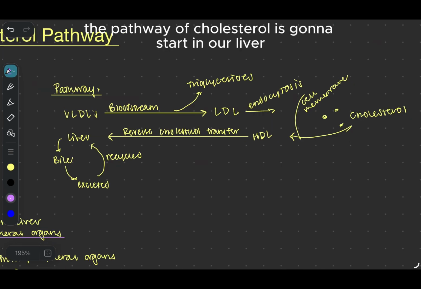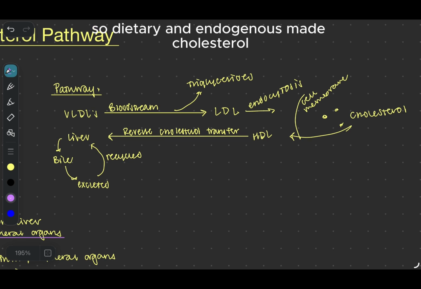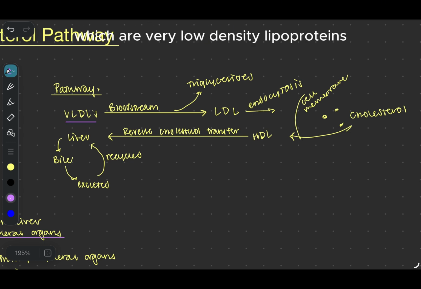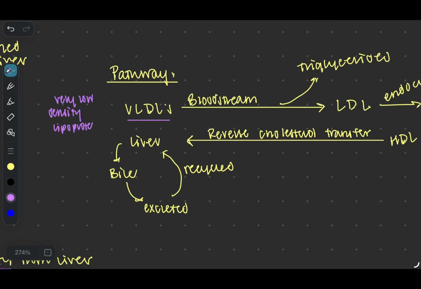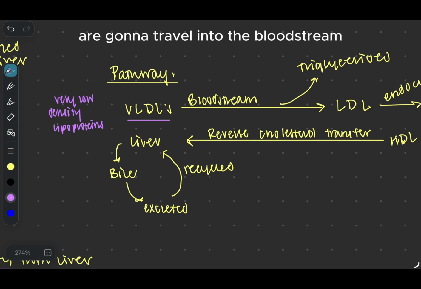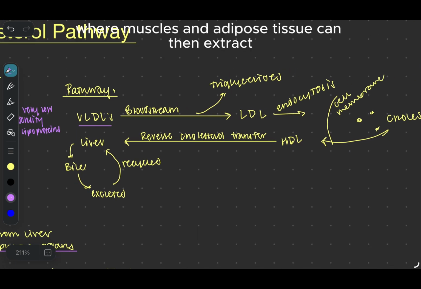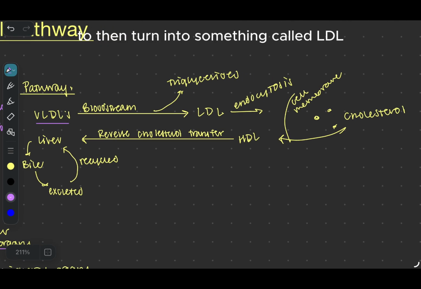So the pathway of cholesterol is going to start in our liver and then it will end up in the peripheral organs, which we'll go through. Dietary and endogenously made cholesterol plus triglycerides are going to be packaged into something called VLDLs, which are very low density lipoproteins. These VLDLs travel into the bloodstream to organs where muscle and adipose tissue can extract triglycerides from VLDL to turn it into LDL, our low density lipoprotein.